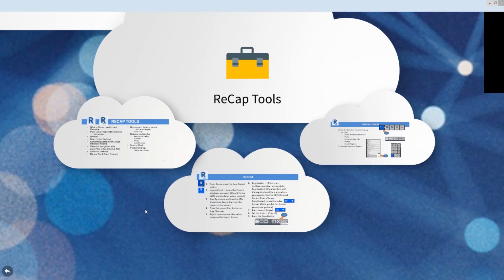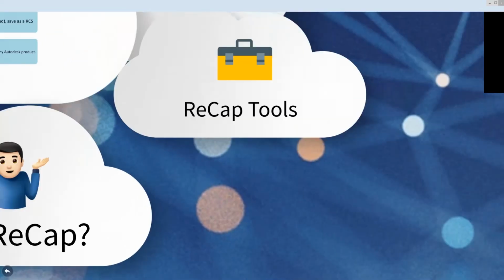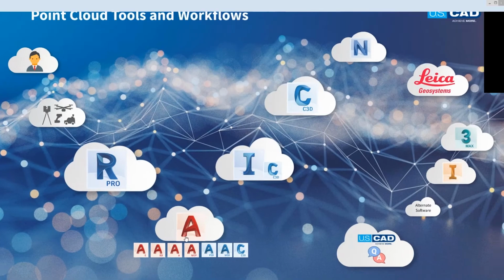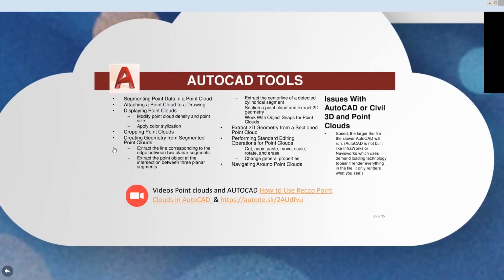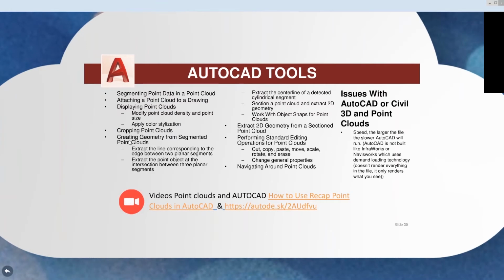All right, so let's back out of here. Let's go into AutoCAD. So AutoCAD has its own special tools that it came out with. Some of the notable ones are the ability to crop. The problem with that is if you take the whole point cloud in and then start cropping, AutoCAD is kind of slow. So I usually like to point out, no matter if you're in any AutoCAD-based program, Civil 3D is an AutoCAD-based program, the speed of larger point clouds will slow down AutoCAD.